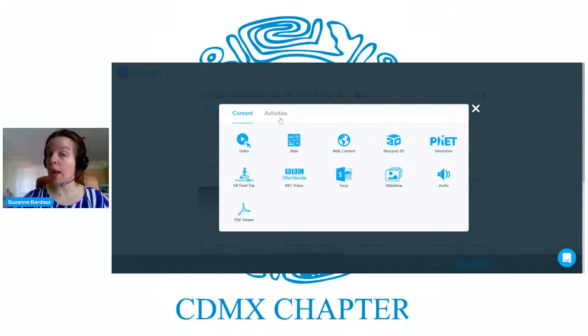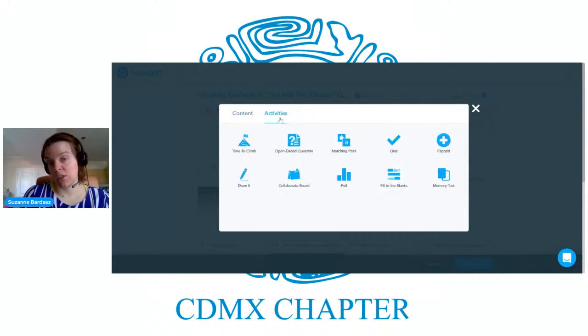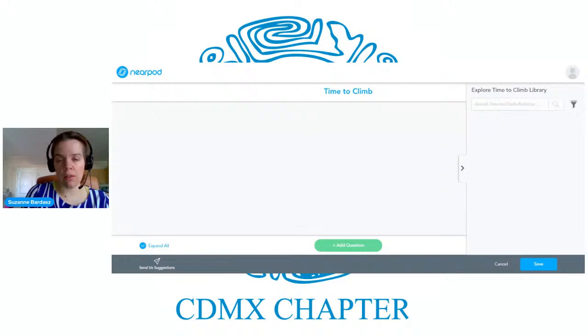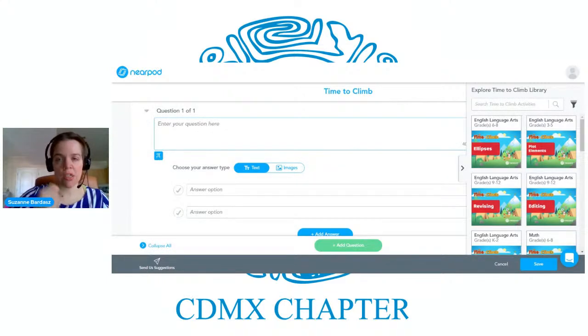I can also add activities to this. So we already saw that there was a poll within this example. We can also add other things that we want our students to do. We can add a Time to Climb, which is sort of a game activity that you can have students quiz each other, and it's a little bit of a competition that you want your students to participate in.